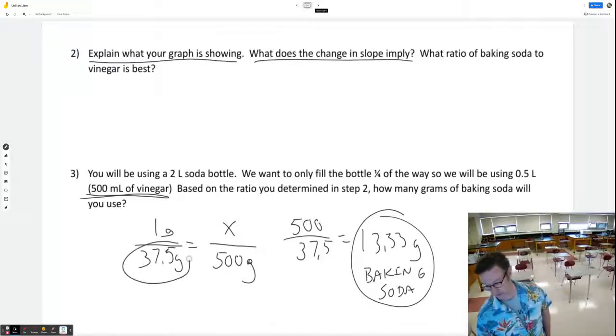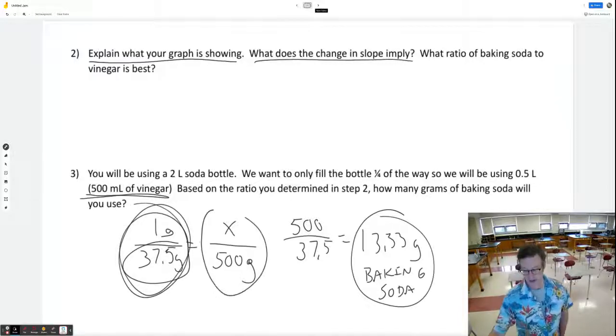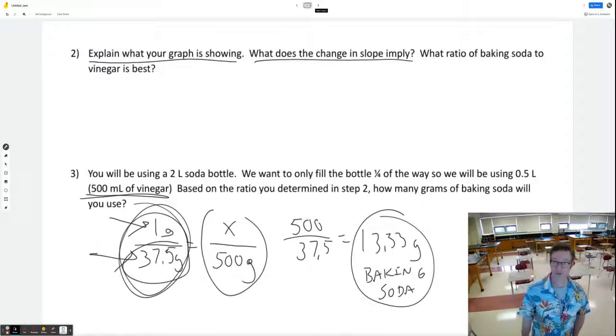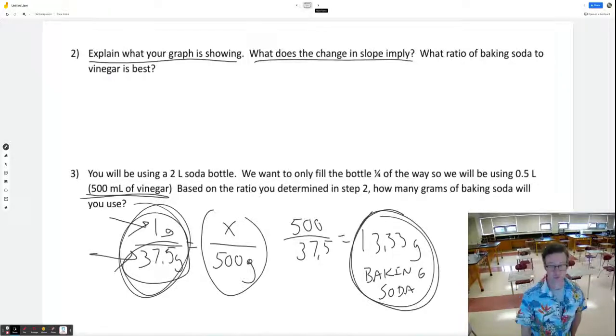These numbers will be different. This side will be the same, but you're going to set it up like this. Just plug in your ratio of baking soda to vinegar from your graph in that side. The x over 500 will be the same. You'll cross multiply and divide to find out what your ideal ratio is. Okay, and then the remaining questions in this packet I will leave to you to work through. All right, so there you go. I just wanted to go over that.